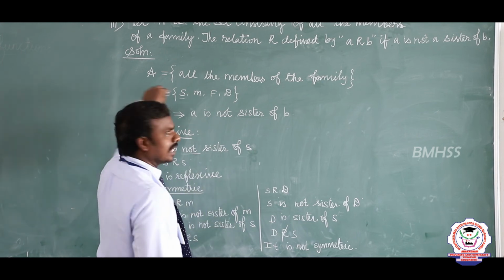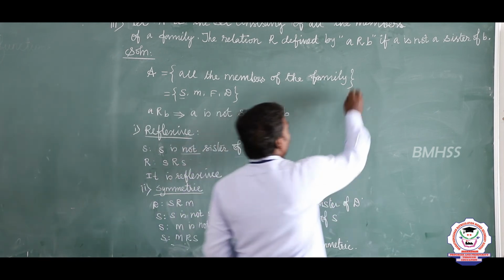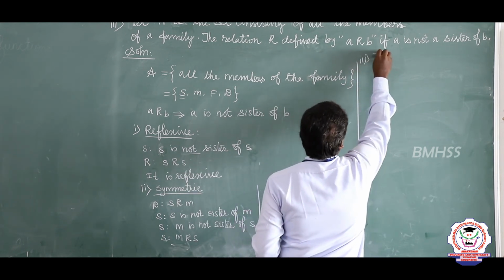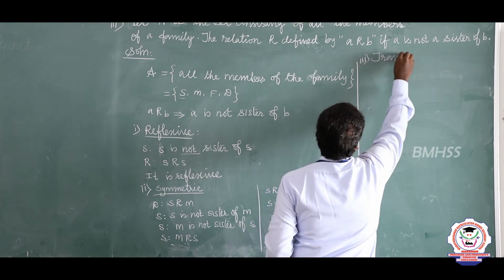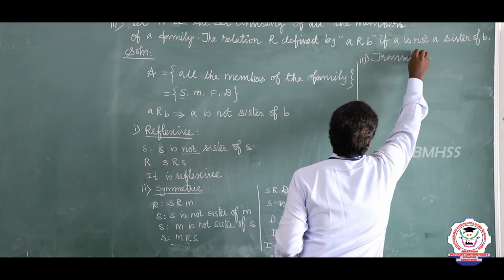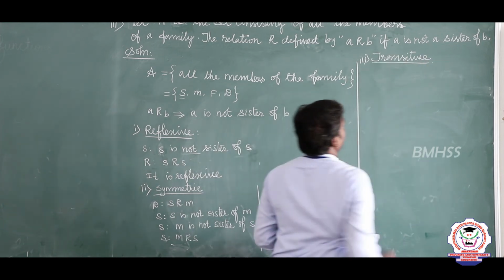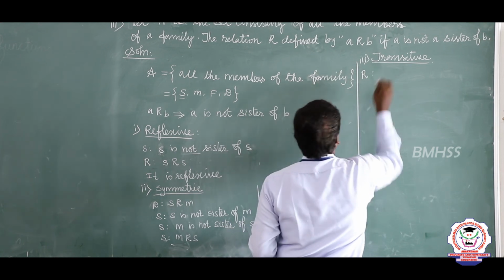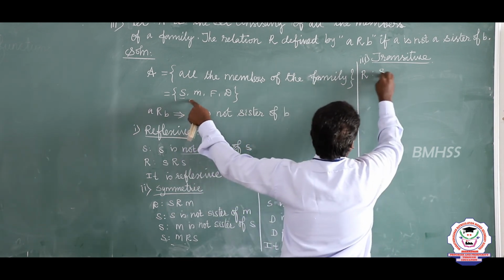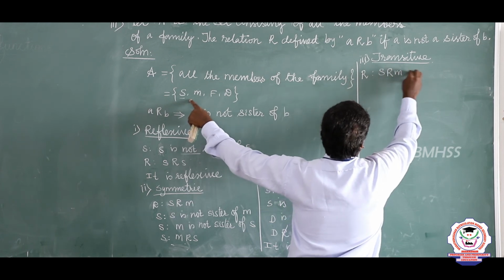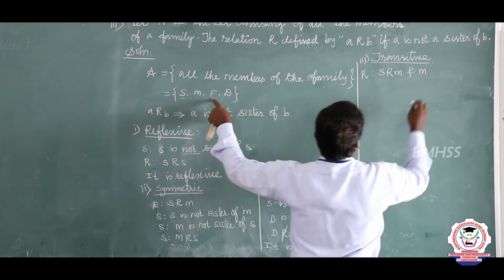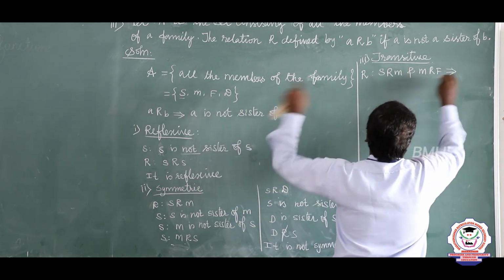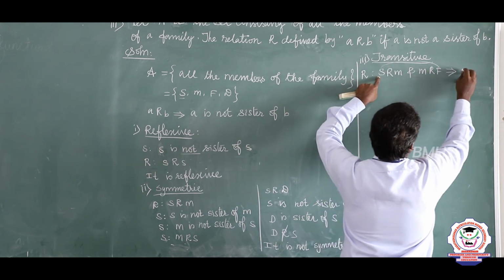So from this we need three members, and now I am going to check transitive relation. The transitive relation, first I am going to write the relation. What is it? First I am going to consider S is related to M and M is related to F. Finally it gives S is related to F.